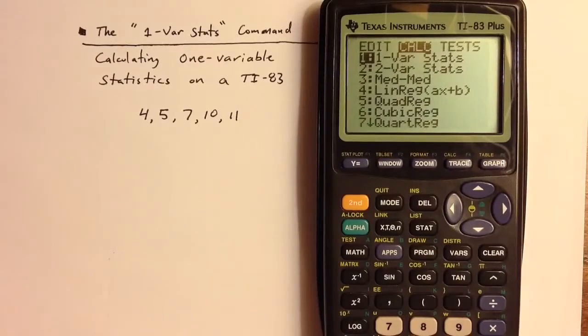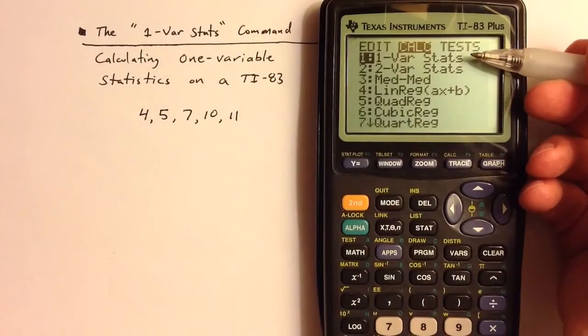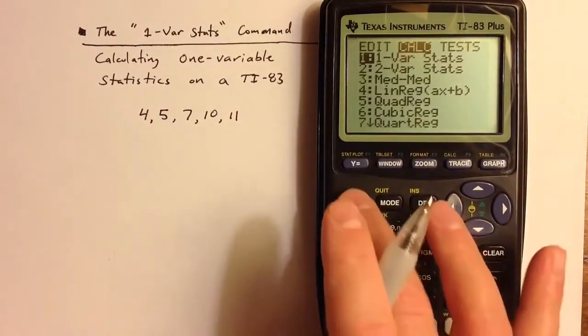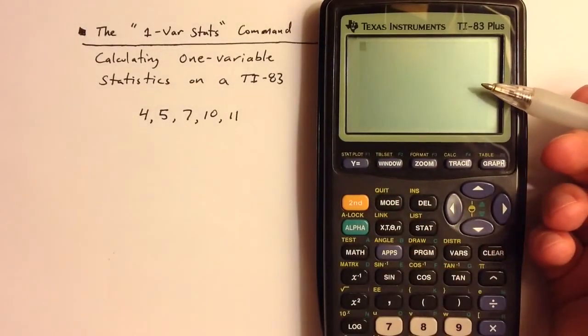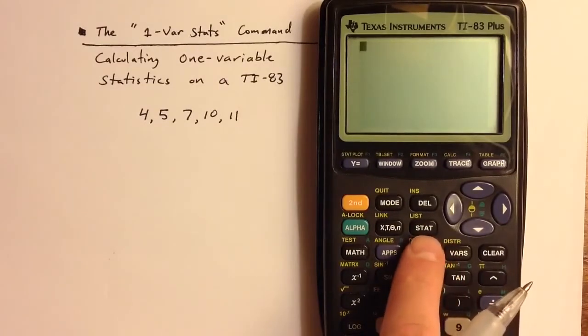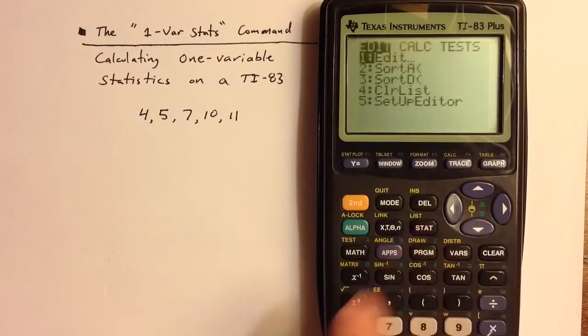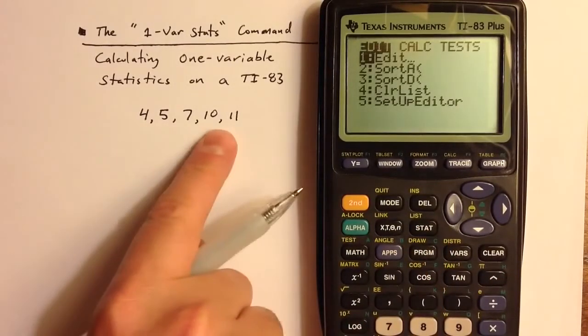Let's take a look at how we can use a TI-83 to calculate some statistics using the one variable stats command. If you're starting from the home screen, which presumably is where you'll start if you turn on your calculator, to get to the stats menu, you can choose the stat key, and then in order to create statistics I need to enter the data.